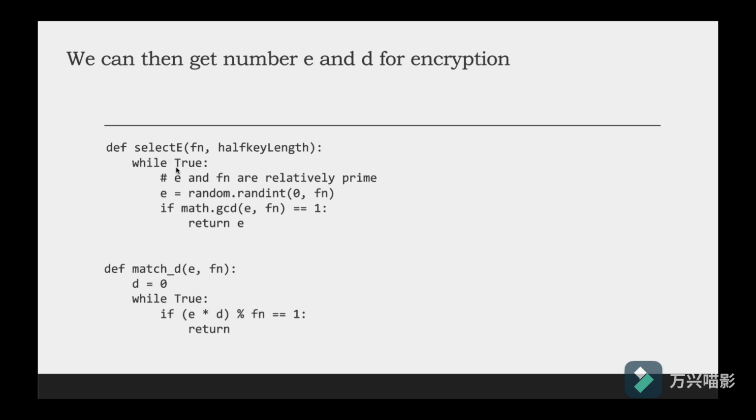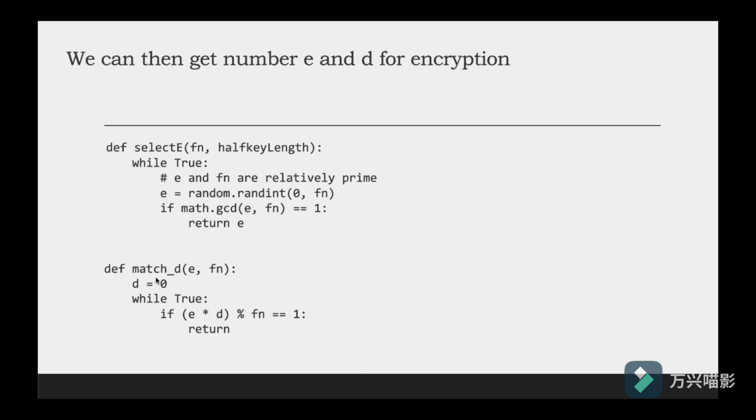So this function is what we used to produce our public key. We will generate the E based on our Euler value here. So we have to make sure that the greatest common divisor will be equal to 1. And after this loop, we will return our E here.